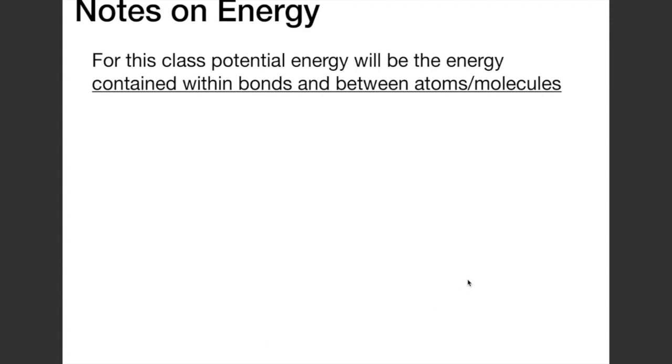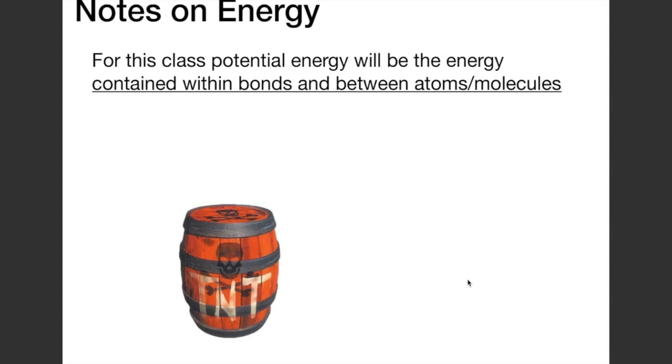In chemistry, we're going to define potential energy as the energy that's contained within bonds between atoms and between molecules. So the energy that holds atoms together will be defined as our potential energy. We'll be defining atoms and molecules shortly.